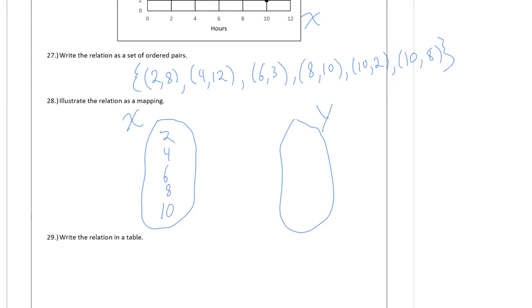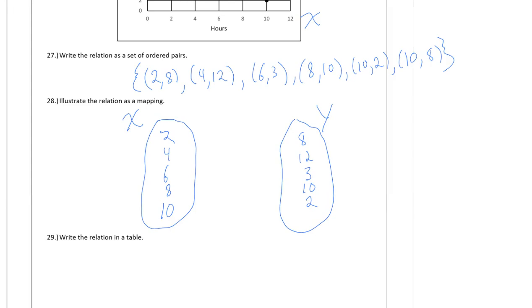And then my y values, let's say I have 8, 12, 3, 10, 2, and 8. And again, I don't need to write it twice, so 8, 12, 3, 10, 2, and I already have an 8, so I'm not going to repeat it.